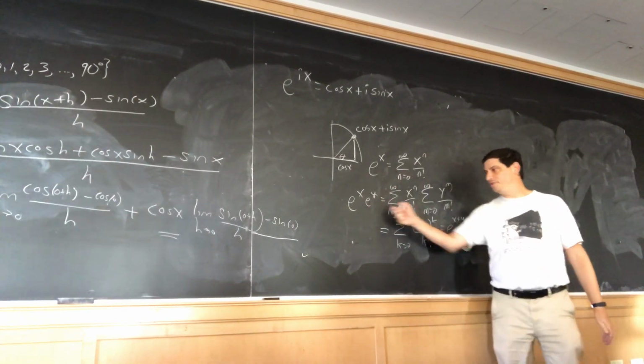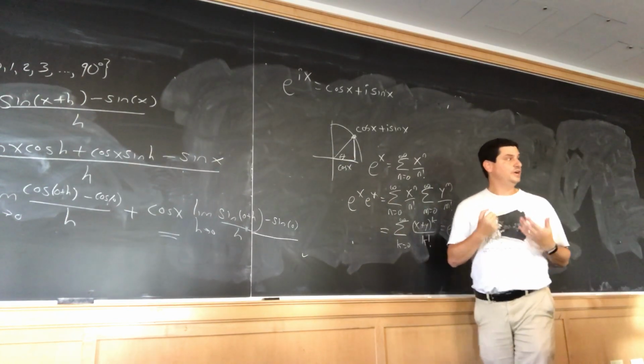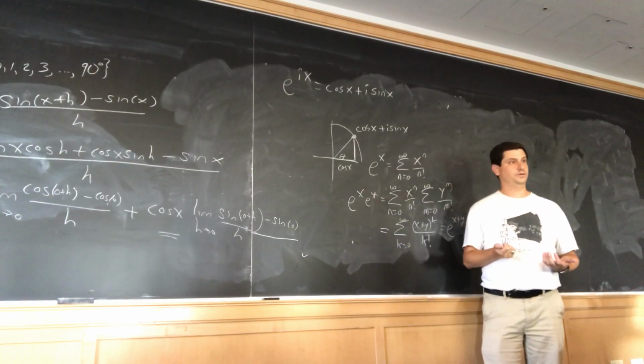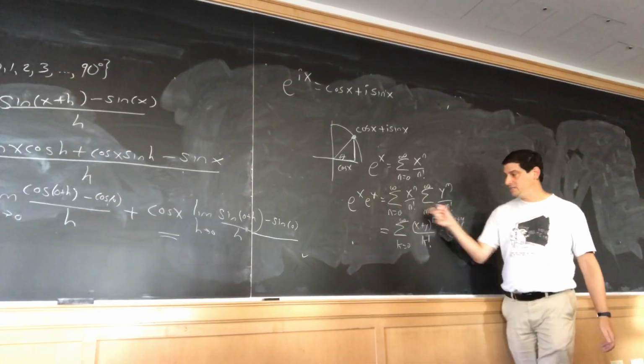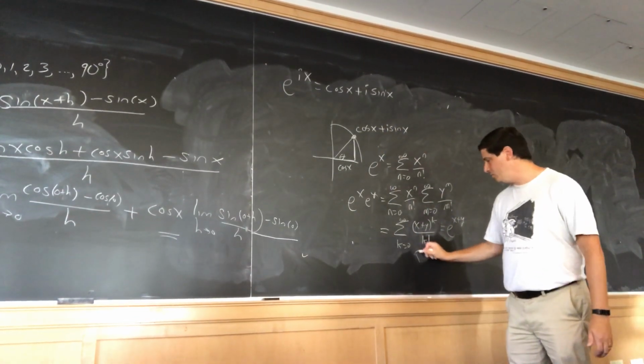If this were not true, if e to the x times e to the y was not e to the x plus y, then this would be terrible notation for the exponential function. You are thinking about taking a number and raising it to a power. This has to be proved. So as a nice exercise, try to prove this. The hint is the binomial theorem.